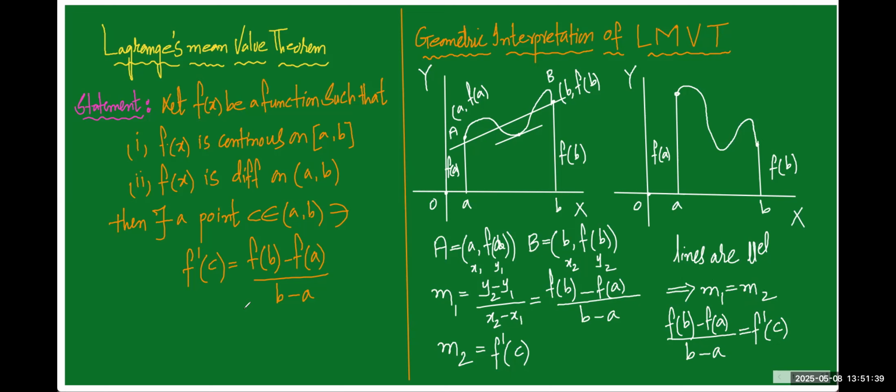So if they ask you to write the geometric interpretation of Lagrange's mean value theorem, you have to draw these two figures and write down this much, which is enough. For 2 marks only you will get it. Okay, we have a proof also. We have to discuss the proof later on. Now we have to move on to the problems.